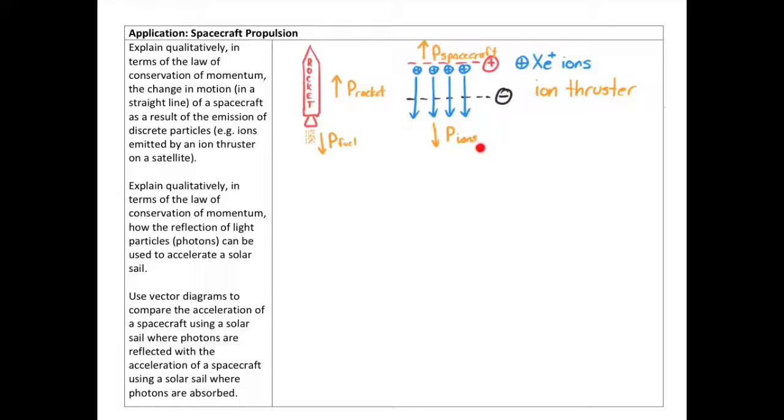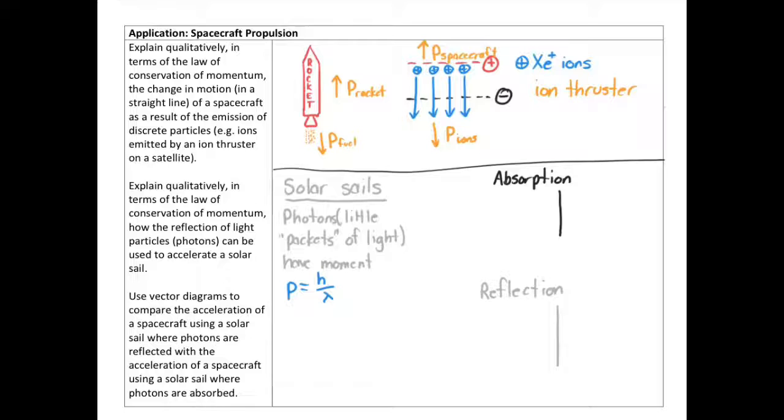The ions get shot out the back here and because of their mass, they have a relatively large amount of momentum. Then the spacecraft gains momentum in the opposite direction. So that change in momentum causes a force, which basically causes an acceleration, moving the spacecraft.